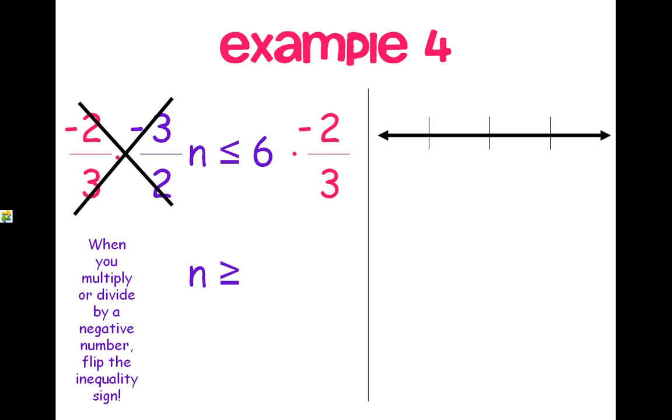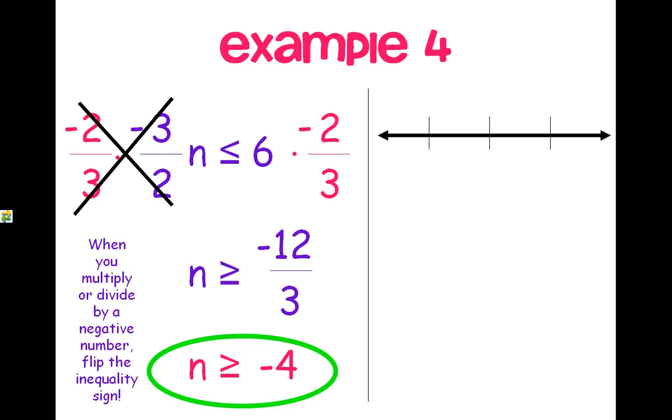And we're going to switch our sign, because if we multiply or divide by a negative number, in which case we did here, we flip the sign. And then 6, if we look at our fractions, multiply across: 6 times -2 is -12, and then 1 times 3 would be 3. We can simplify this more, and that'll be n is greater than or equal to -4. And that is our answer.